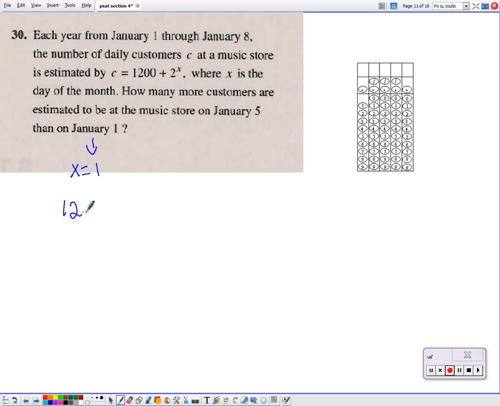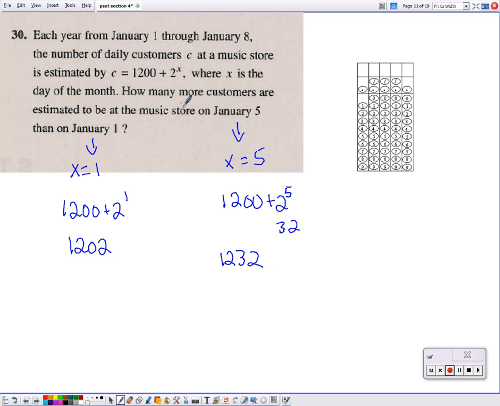You can use your calculator, or 2 to the first is just 2. So we've got 1,202. January 5th, x is 5. 2 to the 5th is 32. So we've got 1,232. So how many more customers on January 5th? Well, we can see that the difference is 30. So we're going to put in 30 in our grid. You don't need to do 30.00. 30 is fine.